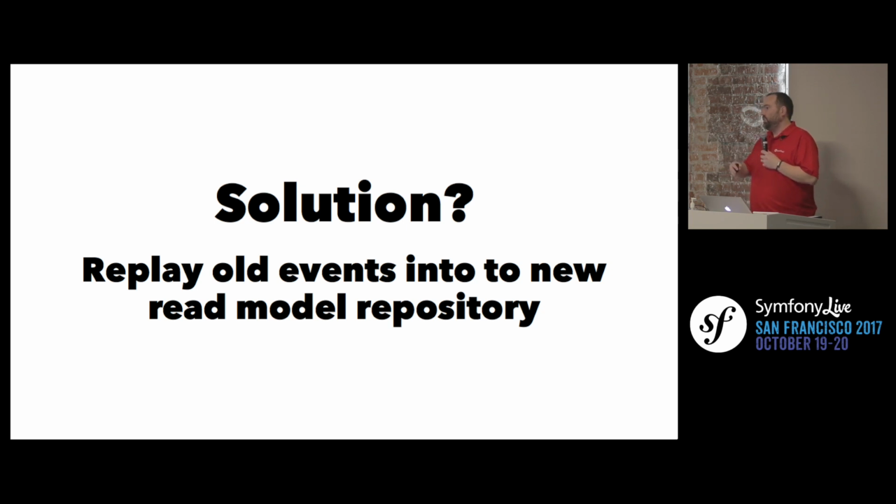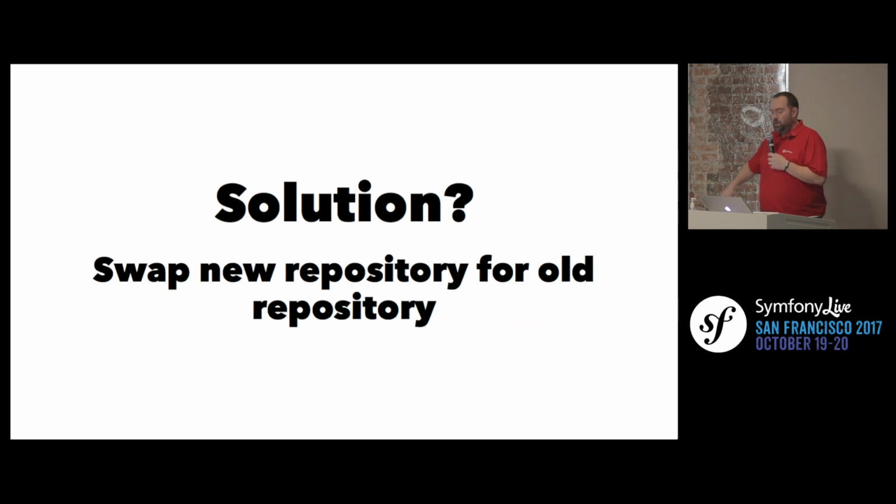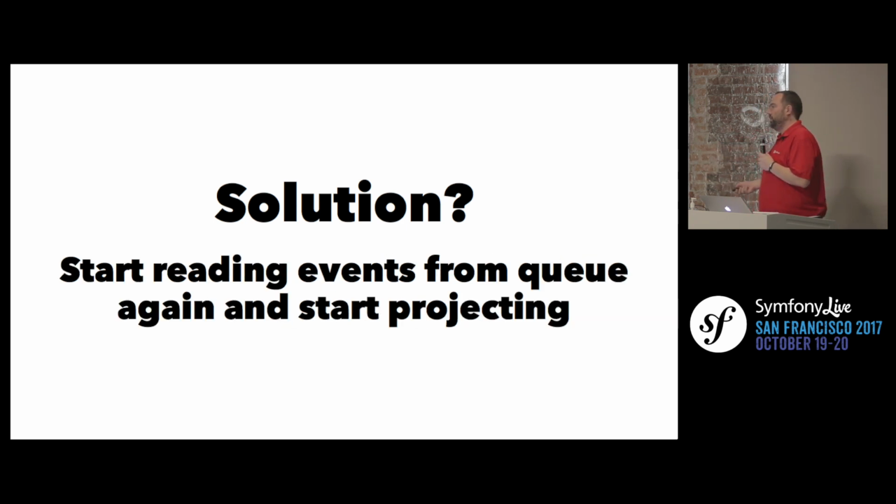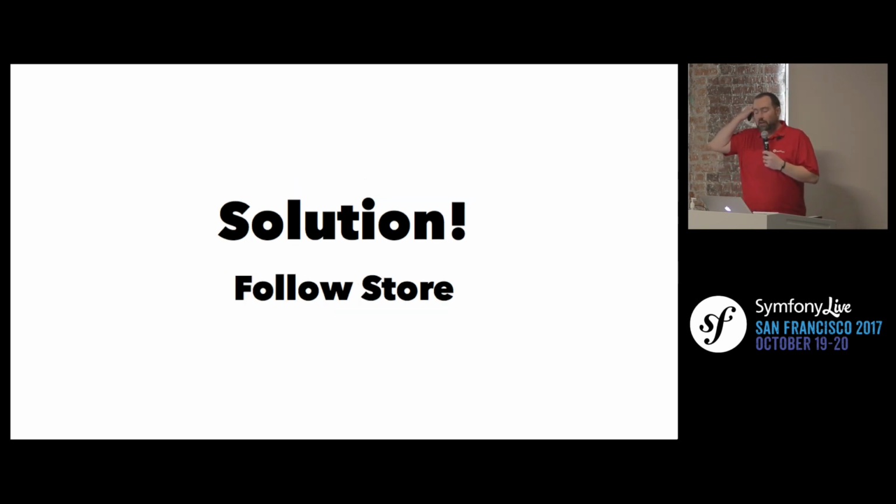Then you could take all of the existing events, replay those into a new read model, and then swap the repositories so that you could start playing the queued events back into the system. So this would be a safe way to rebuild a read model and take into account any changes in the system since you started the rebuild process. So this was going to be a really good solution.